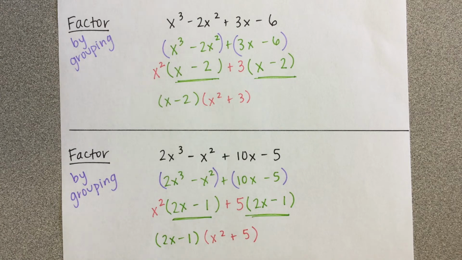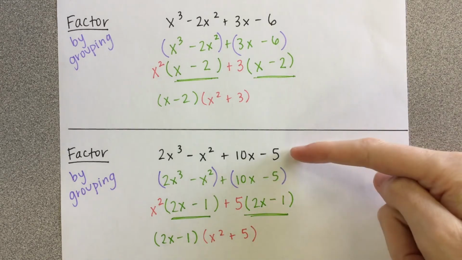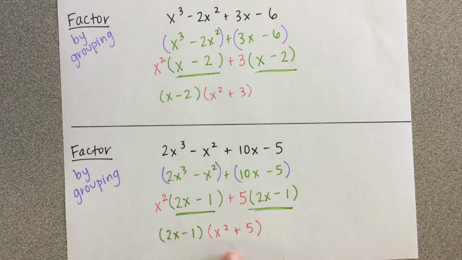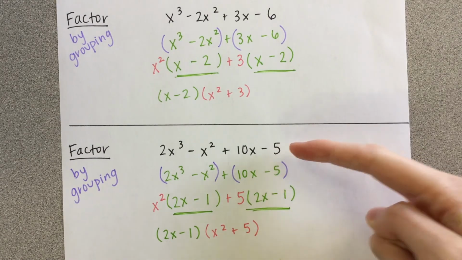So keep in mind, anytime you're factoring, you can check your answers either by graphing both the standard form and the factored form and making sure that their graphs are the same, or you could multiply these back together and make sure that you get this.